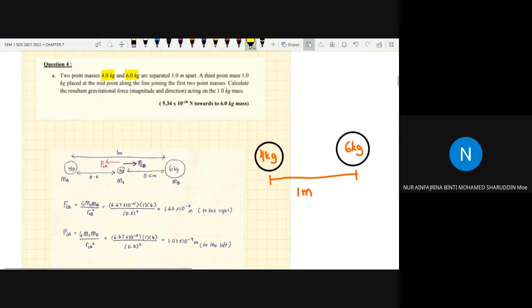Okay, Miss nak korang highlight perkataan midpoint. So midpoint ini maksud dia adalah tengah-tengah. Dia berada in the middle, tengah-tengah. Okay, korang boleh tulislah, korang cakap dia berada di tengah-tengah. In the center. Center lah senang cerita, or center. So, ini adalah dia punya third point mass iaitu 1 kg. So, dekat sini adalah 1 kg. Along the line, joining the first 2 point masses.